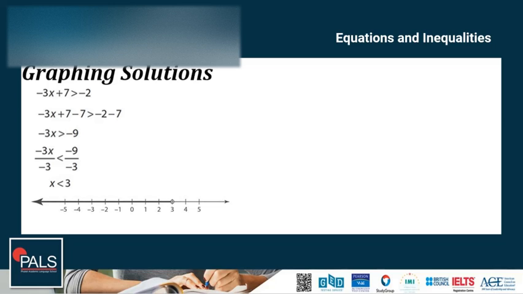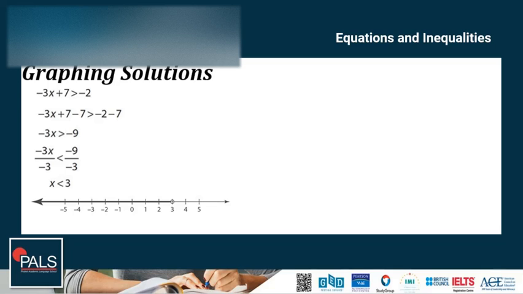Now using a number line, we can plot the graph. Since x is less than 3, we draw an open circle on 3 and draw a line from that open circle down because the values of x are any number less than 3.